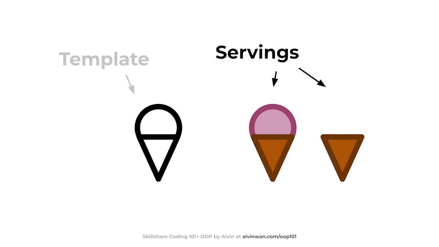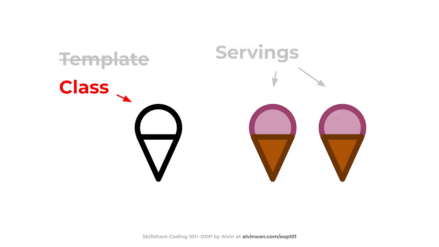Now, let's rename template and serving. Instead of template, we'll call this a class. The ice cream class is your expectation of an ice cream, what it contains, and how you can interact with it. We'll dissect this in more detail in the next section. Instead of serving, we'll call these instances. An ice cream instance is an actual ice cream you can eat.